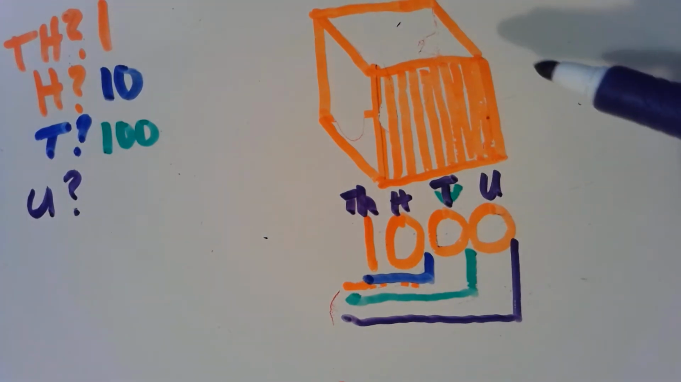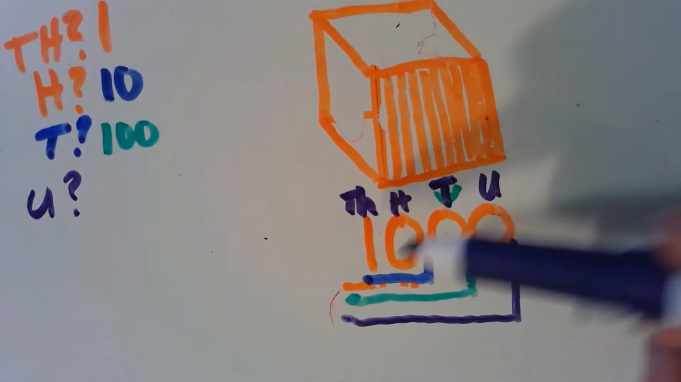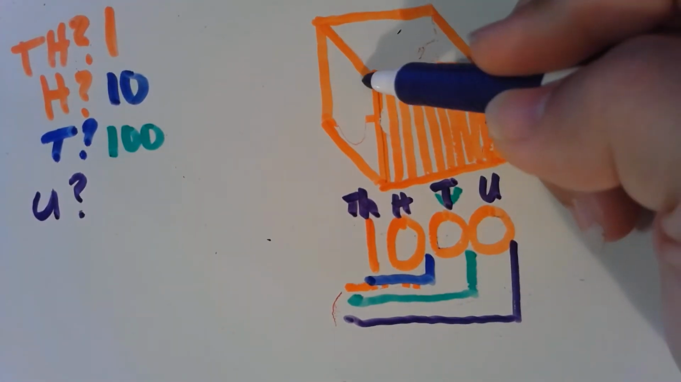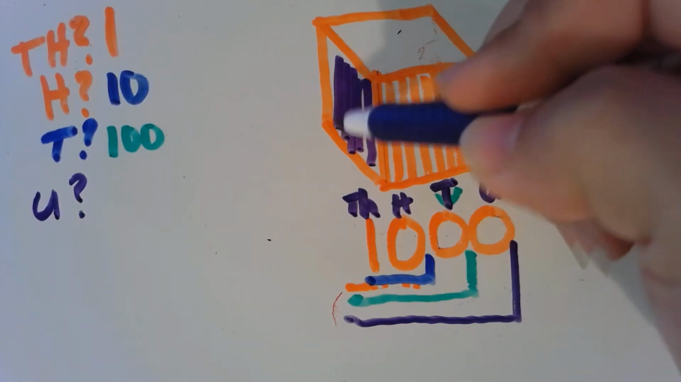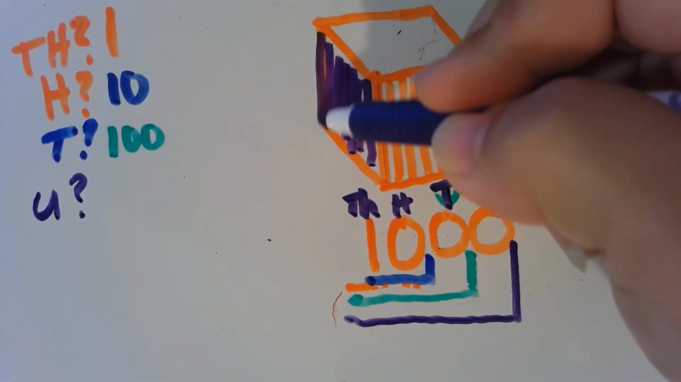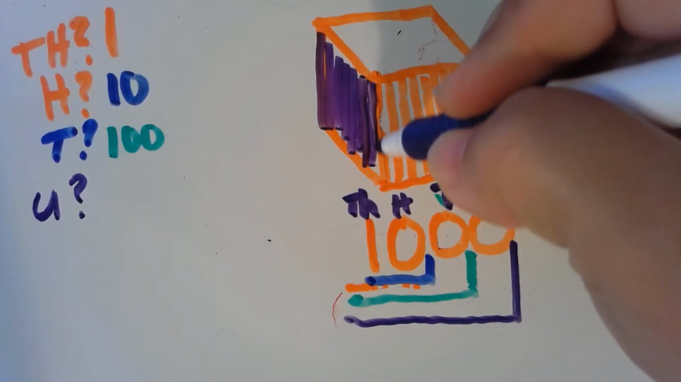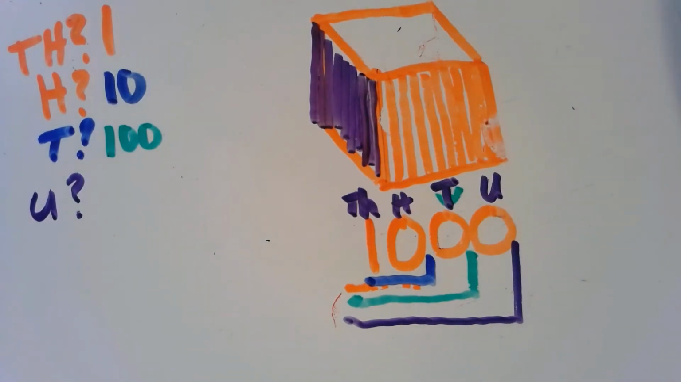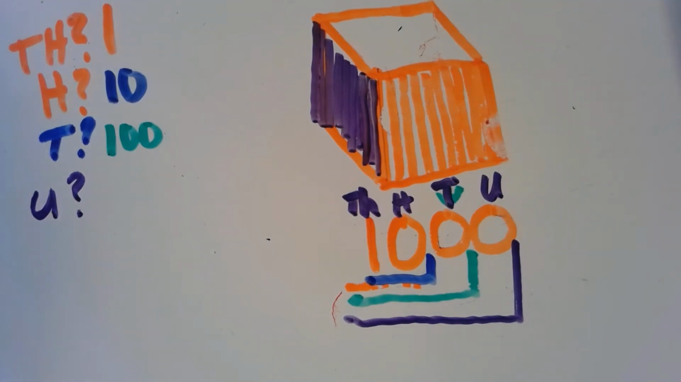1,000, 10 hundreds, 100 tens, because then you have to do 1, 2, 3, 4, 5, 6, 7. I can't even draw lines that thin. 8, 9, 10. You get the idea though. 10 this way, 10 that way. It would fill it in. Oh my goodness, 100 tens.